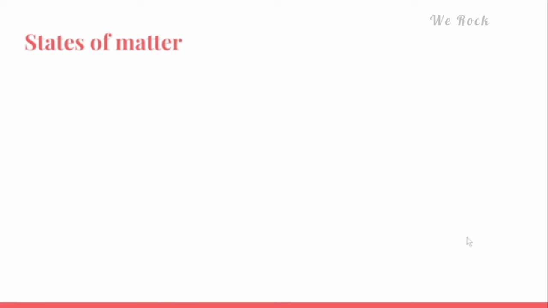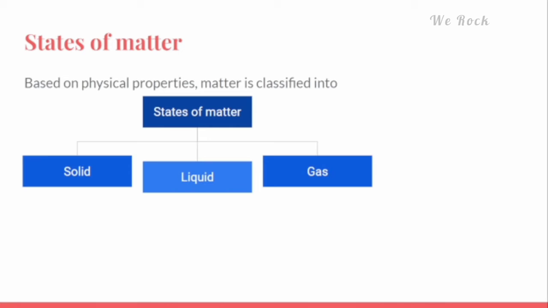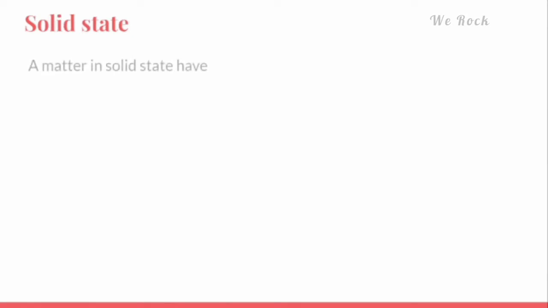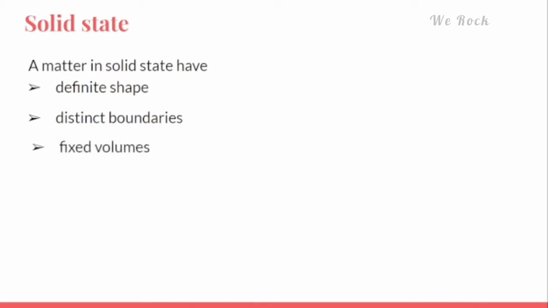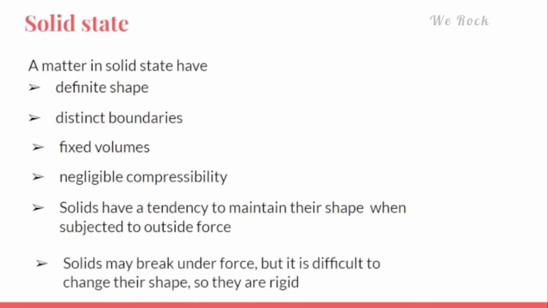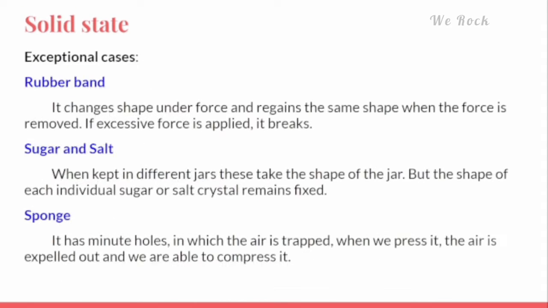States of matter. Based on physical properties, matter is classified into solid, liquid, gas. These states of matter arise due to the variation in the characteristics of particles of matter. Solid state. A matter in solid state has definite shape, distinct boundaries, fixed volume, negligible compressibility. Solids have a tendency to maintain their shape when subjected to outside force. Solids may break under the force, but it's difficult to change the shape, so they are rigid.